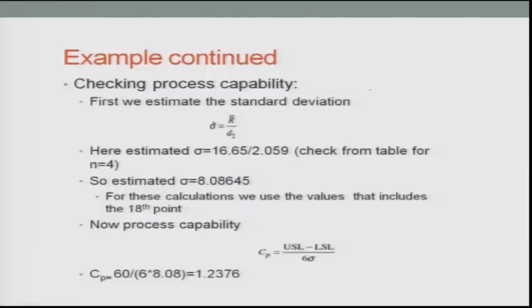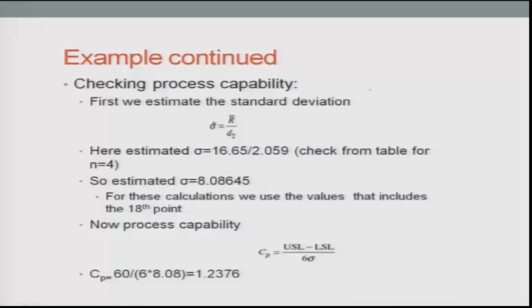So, continuing the example, for checking process capability, first we estimate the standard deviation given by R bar by d2, which comes out to be about 16.65 divided by 2.04. So, n is 4, you remember that. It comes out to be about 8.1. For this calculation, we use the values that include the 18th point also, because you remember if the outliers are removed depending on the assignable and non-assignable causes, you should be satisfied yourself that the step you are taking is right or wrong. Now, once you find out the process capability, it comes out to about 1.2376.